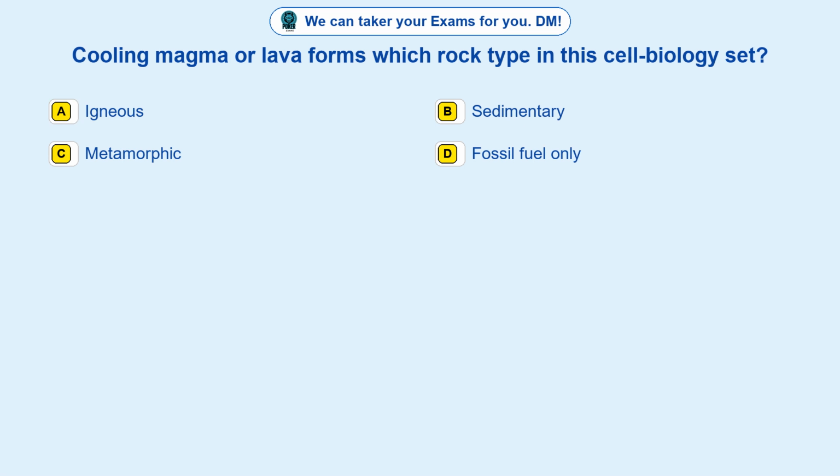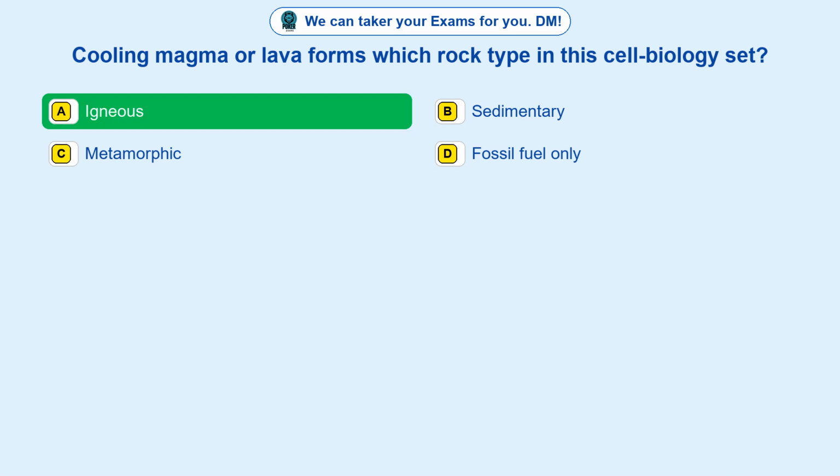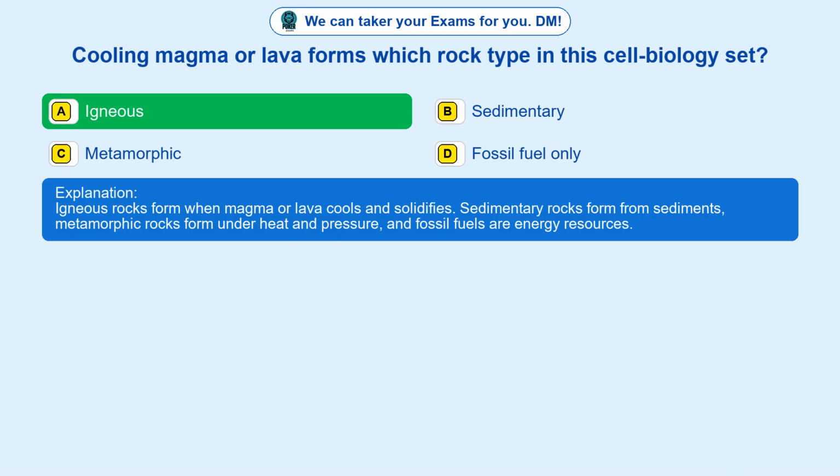Question 84. Cooling magma or lava forms which rock type in this cell biology set? Option A, igneous. Option B, sedimentary. Option C, metamorphic. Option D, fossil fuel only. The correct answer is option A. Igneous. Igneous rocks form when magma or lava cools and solidifies. Sedimentary rocks form from sediments, metamorphic rocks form under heat and pressure, and fossil fuels are energy resources.